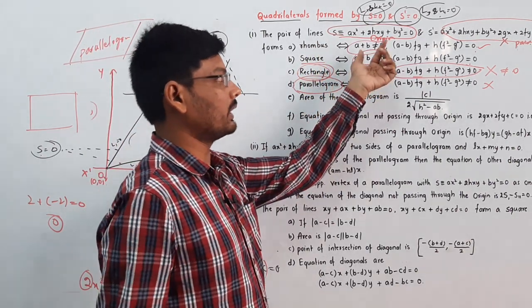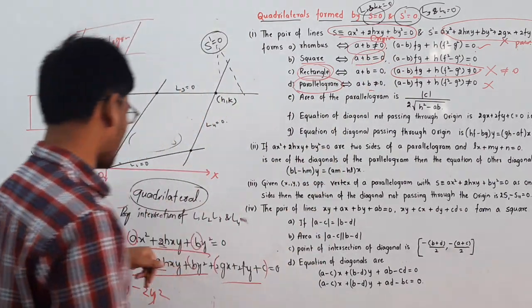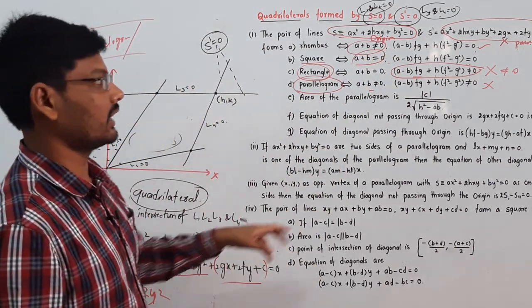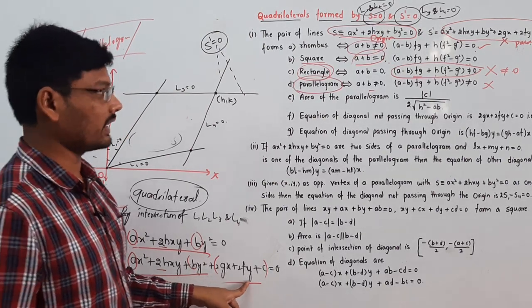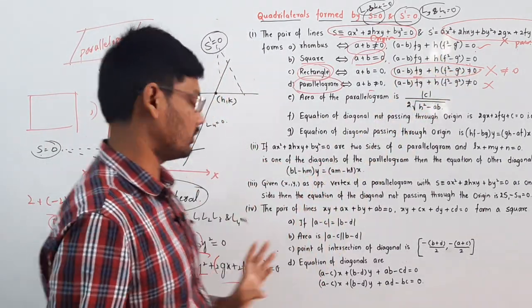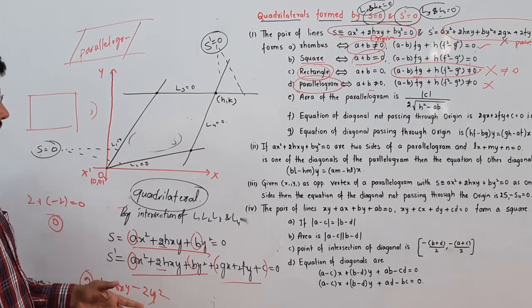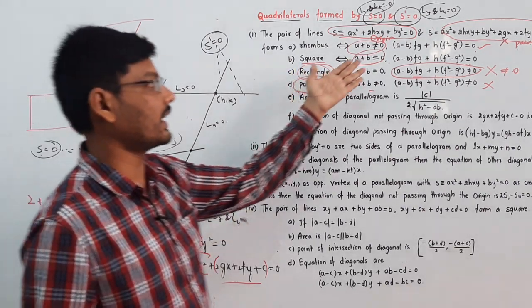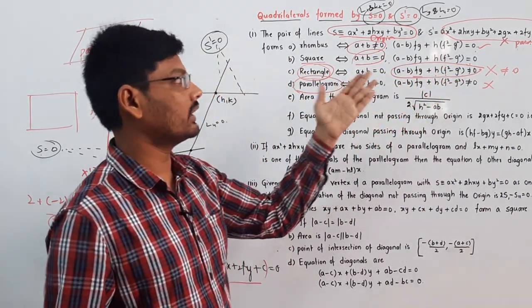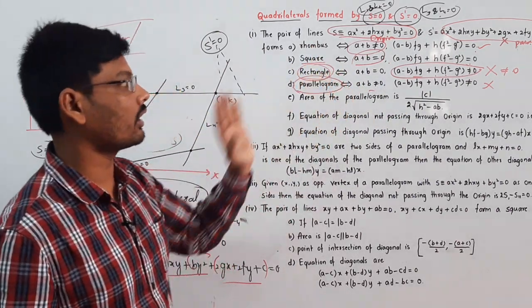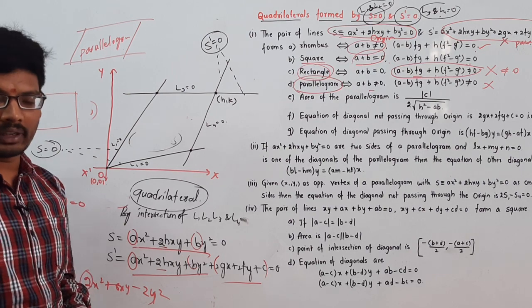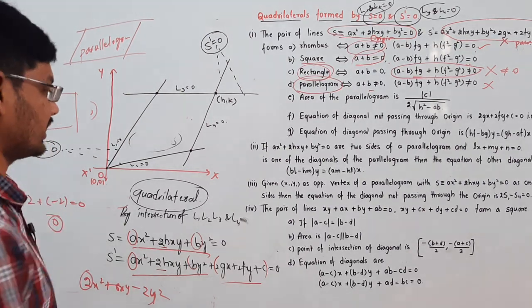Here a and b are the coefficients of x square and y square. Here f and g are the coefficients of x and y respectively, and h is the coefficient of xy. You can substitute all the values in these conditions, and we can find whether it is a rhombus, square, rectangle or parallelogram. These are all about the quadrilaterals formed by two straight lines and their conditions.